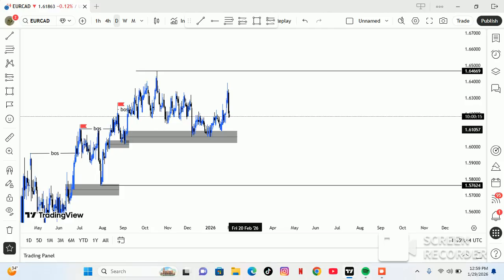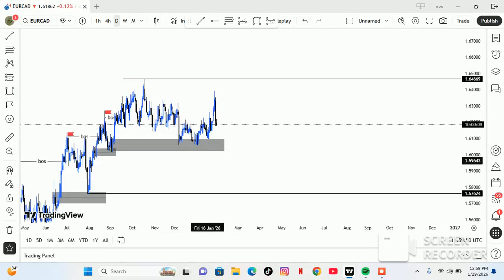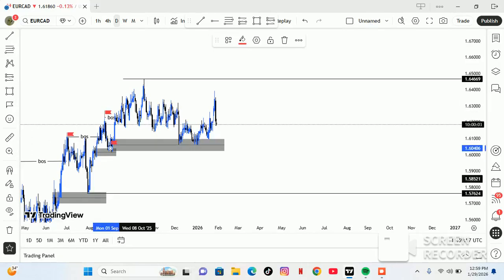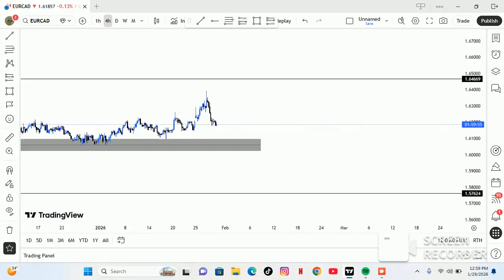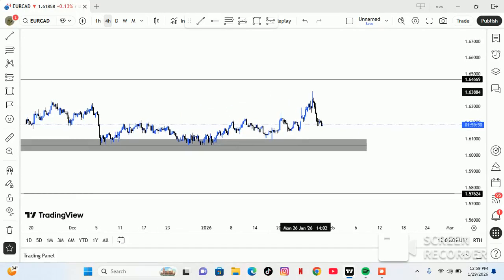Hope you guys are following me. So this market reacted from this zone here. What did I do? I saw that this market was reacting from this zone here. I said, okay, let me now go down to a lower time frame. Let me go to the 4 hours time frame and see a clearer picture of what the market is actually doing.